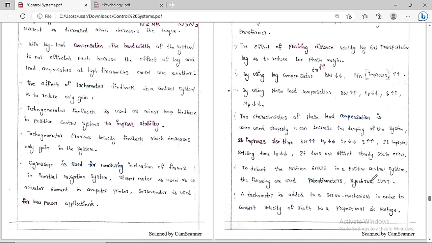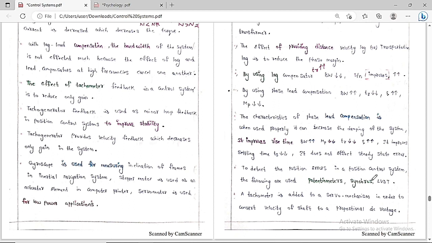So we can say a tachometer is basically added to a servo mechanism in order to convert the velocity of the shaft to a proportional DC voltage, because the input is a mechanical velocity and the output we are going to get is a DC voltage. That is the basic agenda of the tachometer.